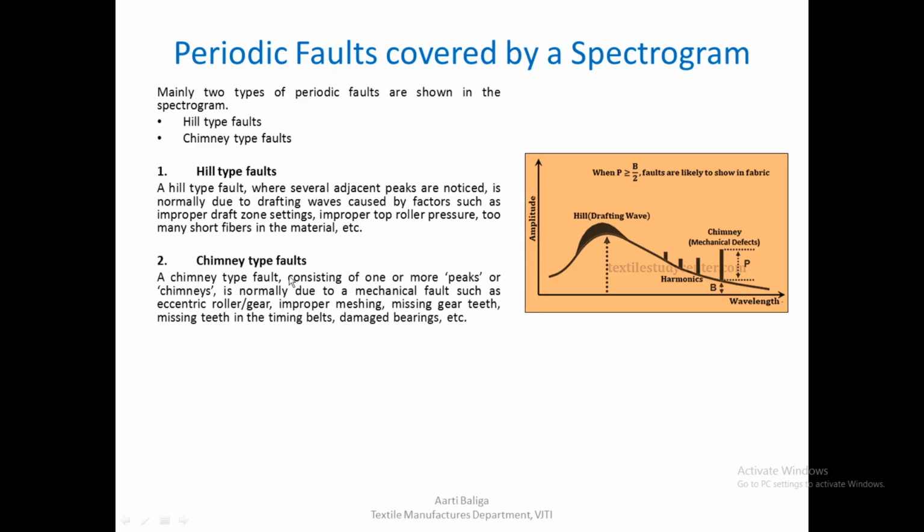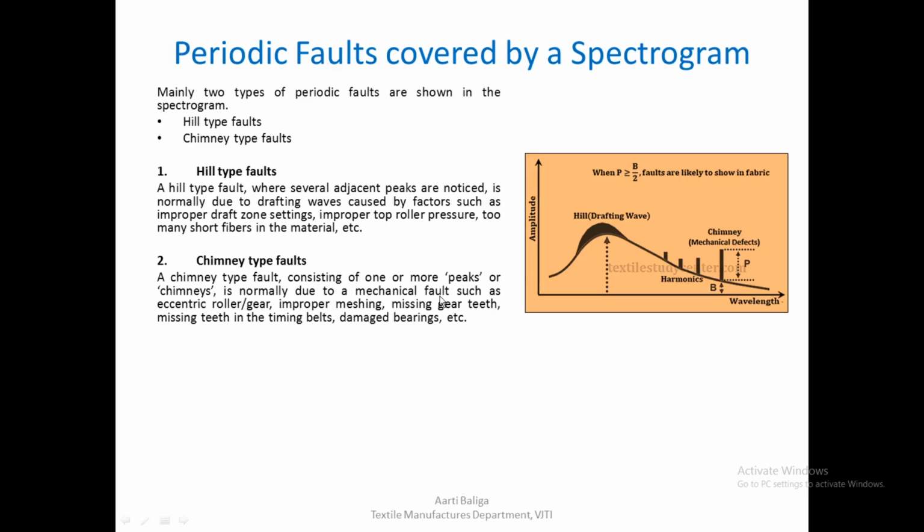So then we come to the chimney type faults. A chimney type fault consists of one or more peaks or chimneys, as we can see over here. It could be one or more of them, depending on how many mechanical faults are inserting this kind of fault.